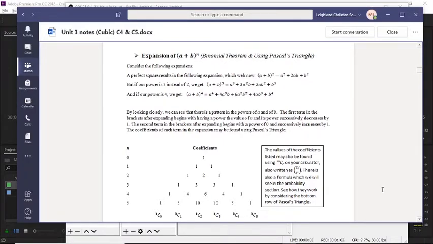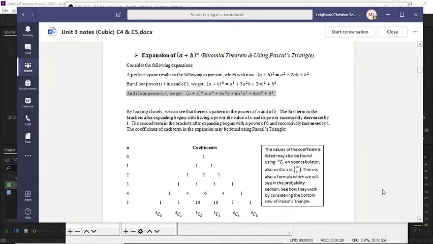If our power is 3 instead of 2, then we get a cubed plus 3a squared b plus 3ab squared plus b cubed. We haven't looked at perfect cubes yet, but we will. And if our power is 4, it's this. Now what we want is a way of expanding these without having to write, in this case, (a + b) times (a + b) times (a + b) times (a + b).